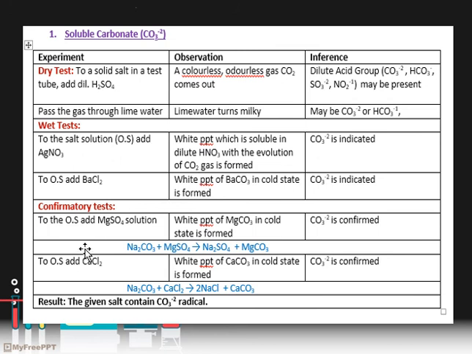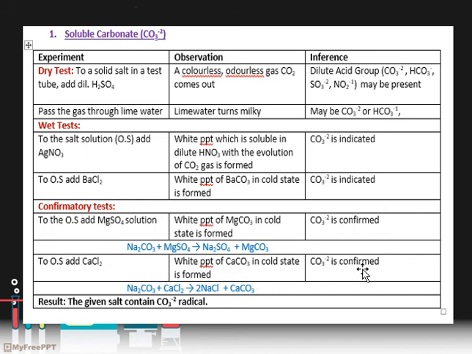You have to write down at least two confirmatory tests, and you need to show the chemical reaction for each confirmatory test. Okay. So in the original solution, if we add magnesium sulfate and we get a white precipitate, it means carbonate is confirmed. We will do another confirmatory test by adding calcium chloride, and if we get calcium carbonate, a white precipitate, it means carbonate is confirmed.